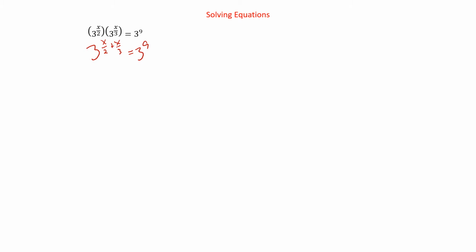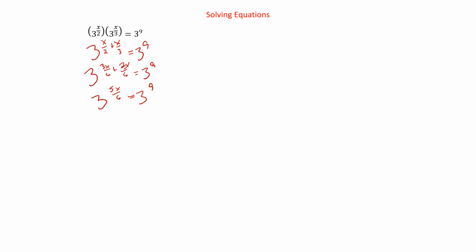To add these two exponents together, we're going to need common denominators. That would be a common denominator of 6. So this would be 3, we'd multiply by 3. So we have 3x over 6 plus, multiply by 2, 2x over 6 equals 3 to the 9th. And so this is 3x plus 2x is 5x over 6 equals 3 to the 9th.